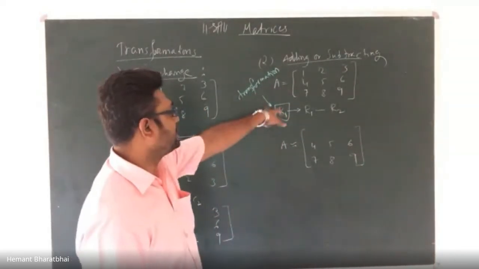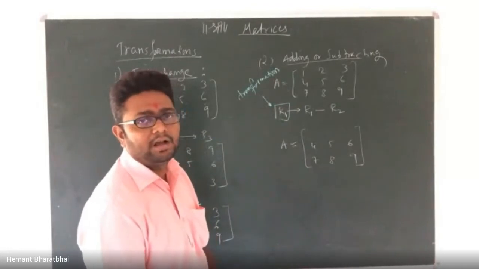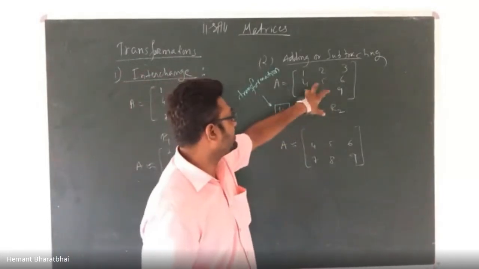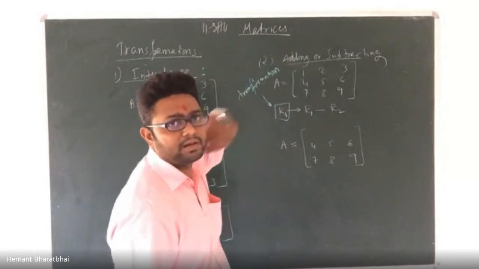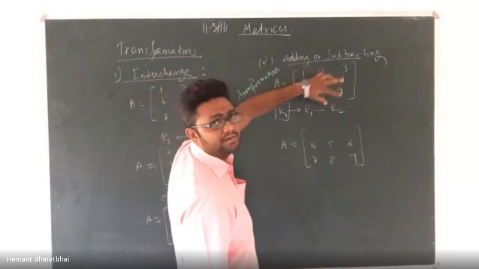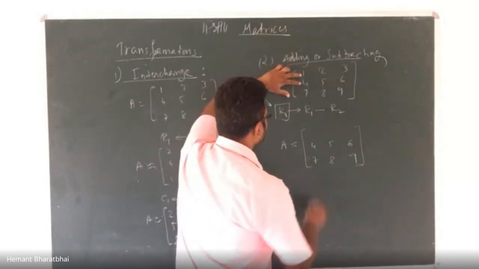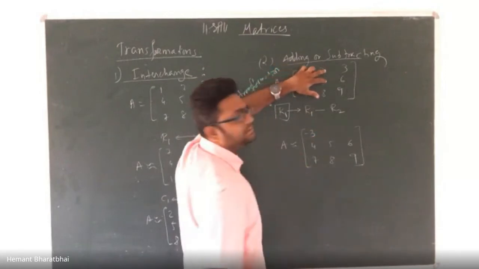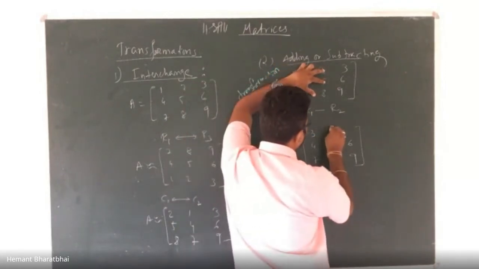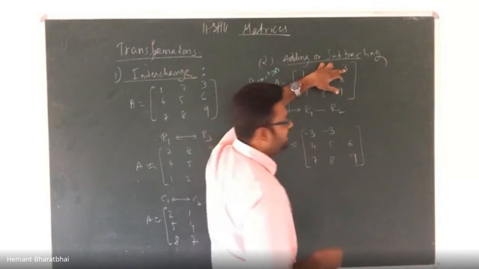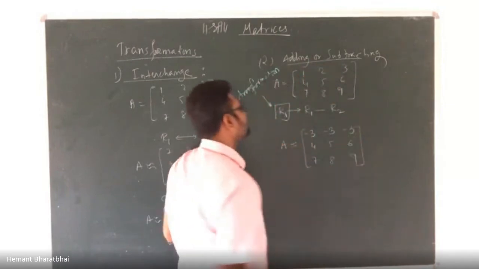Okay, and what transformation am I going to do in R1? I'm going to subtract row number 2 from row number 1. So corresponding elements are subtracted. So 1 minus 4, that will be minus 3. 2 minus 5, that will be minus 3. And 3 minus 6, that will be minus 3.